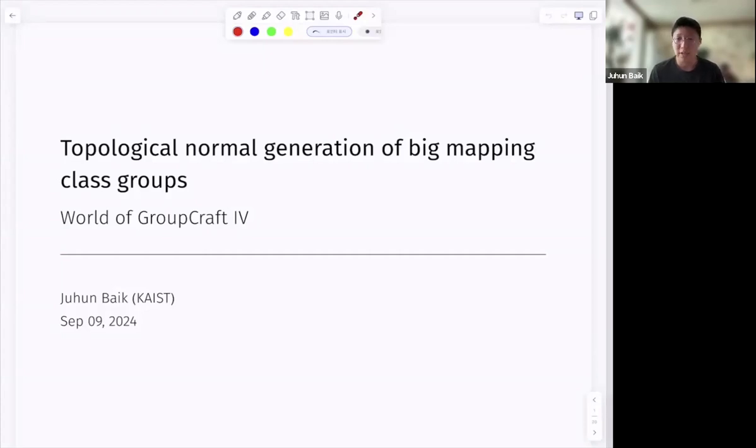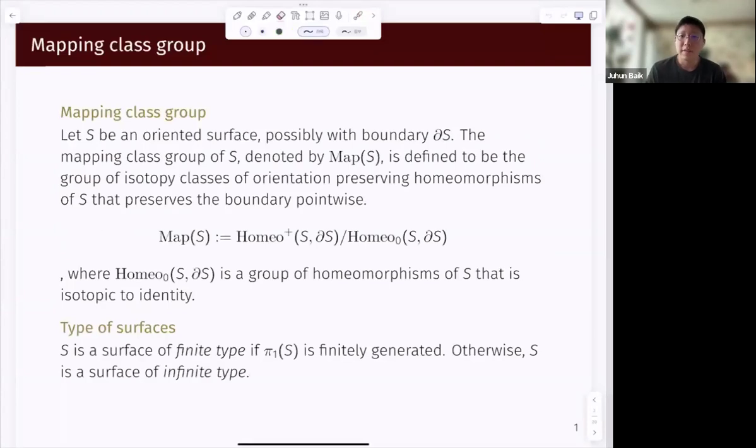So today, as the chair introduced, I'm going to talk about the topological normal generation of the big mapping class group. So let me first define what the mapping class group is. Probably everyone already knows the definition, but let me just recall it again.